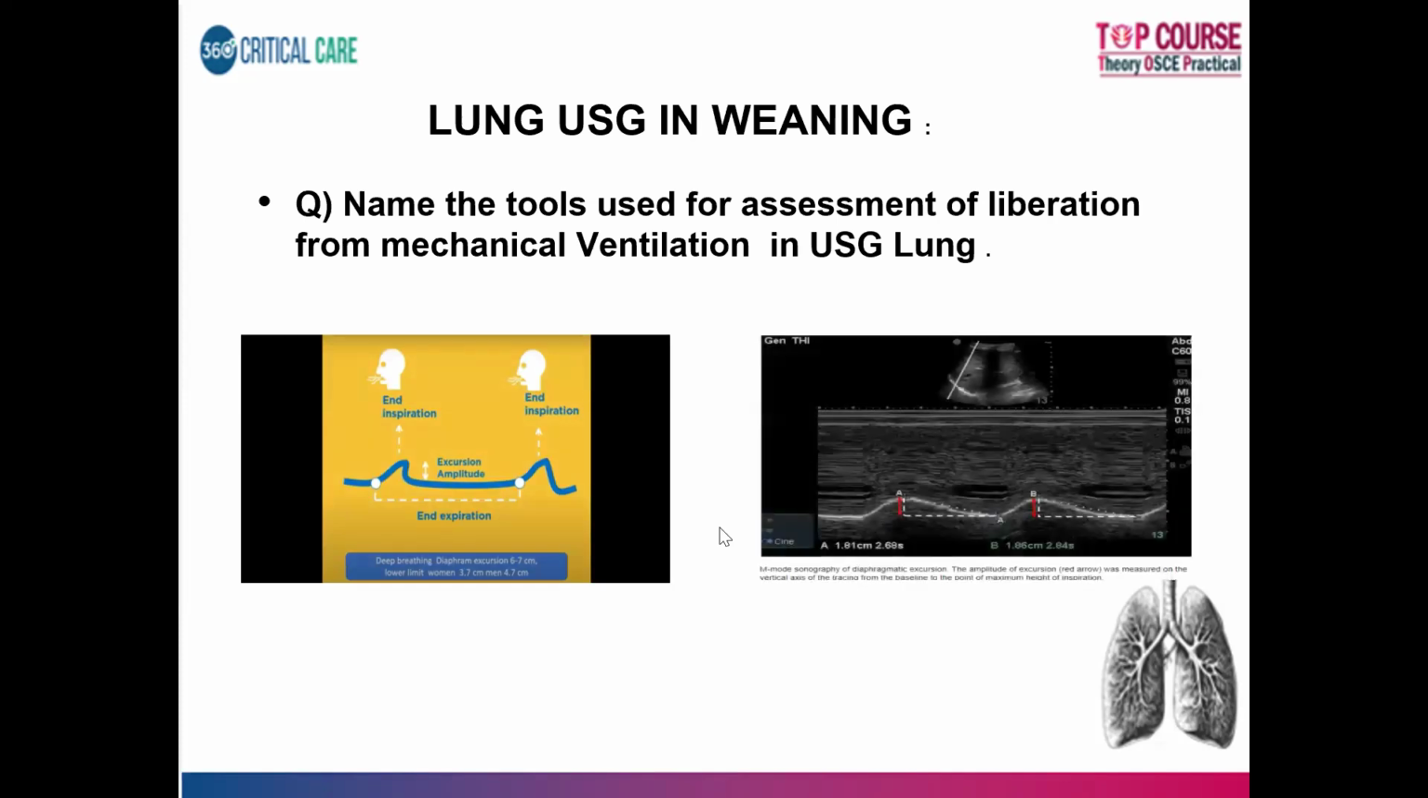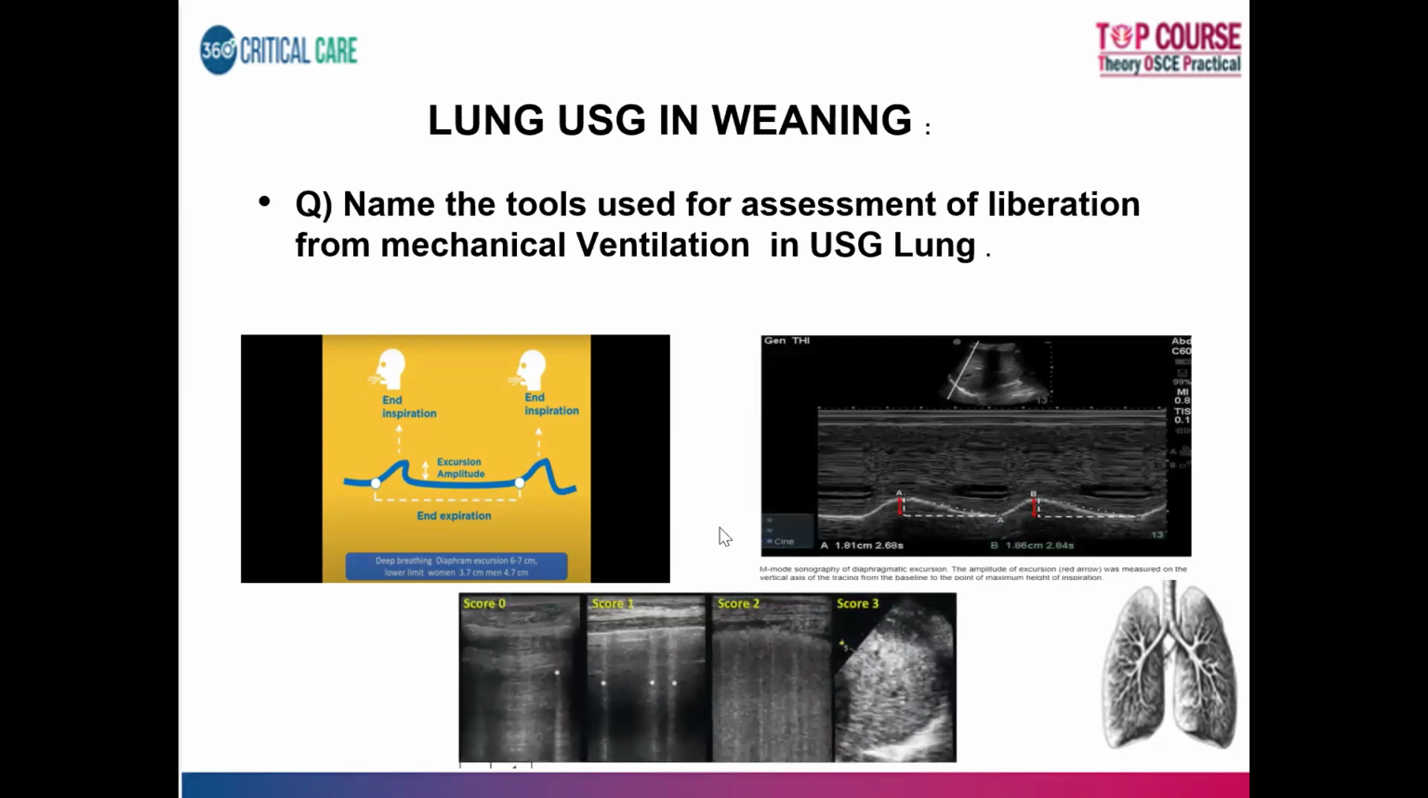What are these? Guys, previous batch they had answered a lot of these questions when we asked them. Can you identify the images? Okay, it refers to diaphragmatic excursion, lung aeration score, etc. Okay, these are the tools which we usually use in lung ultrasound.